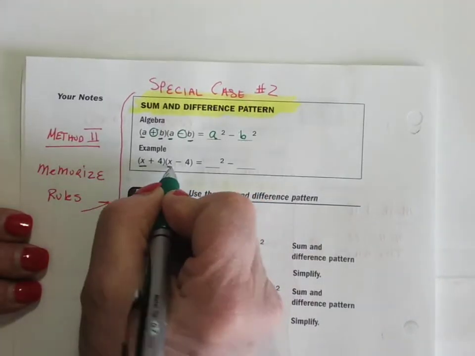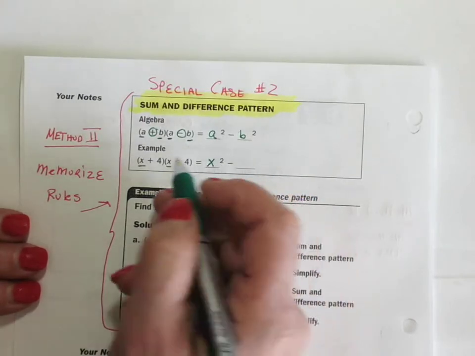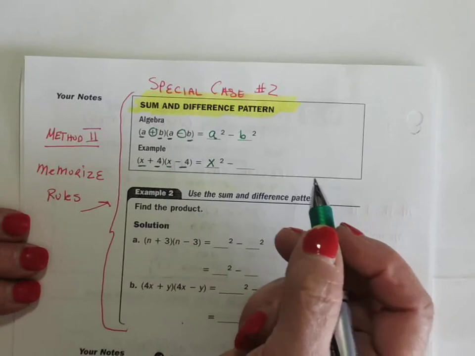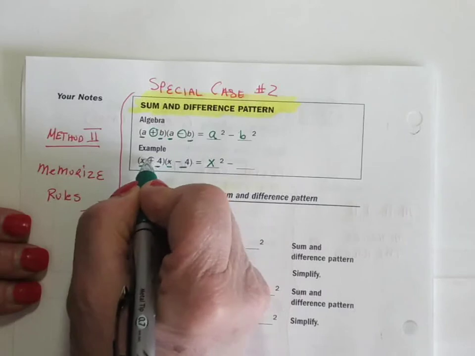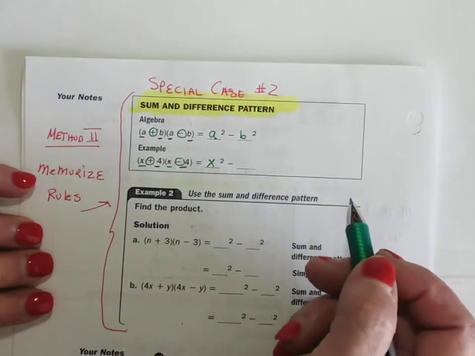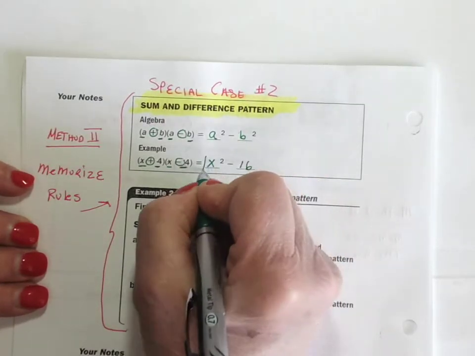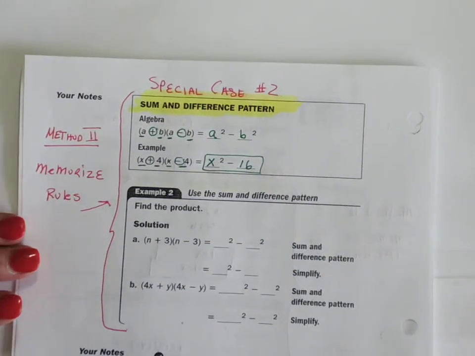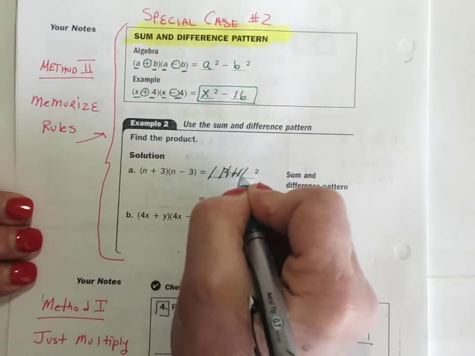Right? Here I have x times x. That's going to give me my x squared. I've got 4 times negative 4. Okay, so notice my x's are the same, my 4's are the same, my signs are opposites. My middle term is going to drop out, and that's negative 16. So the last two problems, you don't need to do this step.